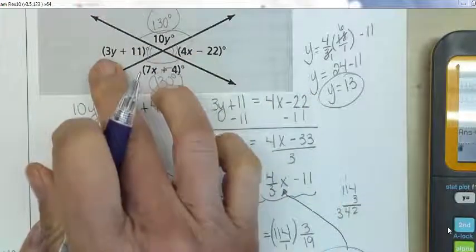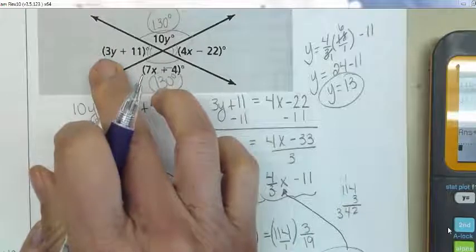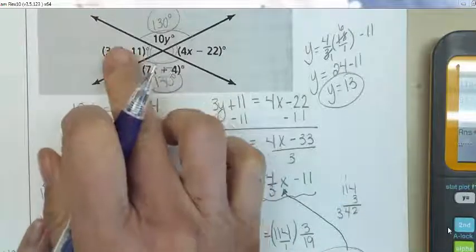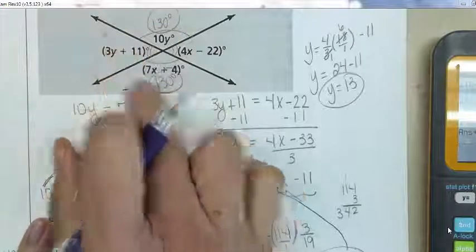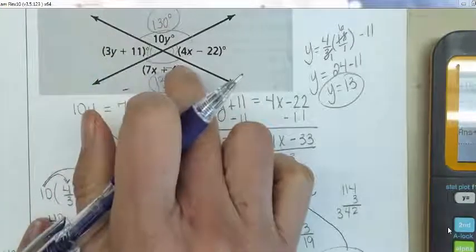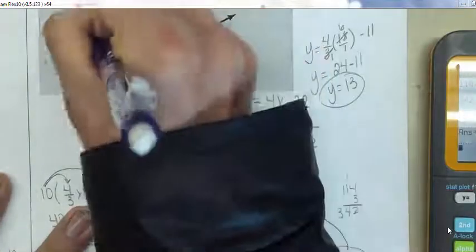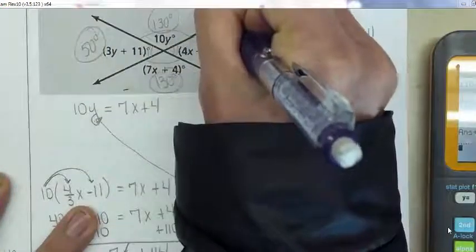So how about 3 times 13, that's 39, plus 11, that's going to give me 50, which makes sense because 50 plus 130, that's a linear pair. That will give me 180. Okay, so this is going to be 50 degrees, and this one's also going to be 50 degrees.